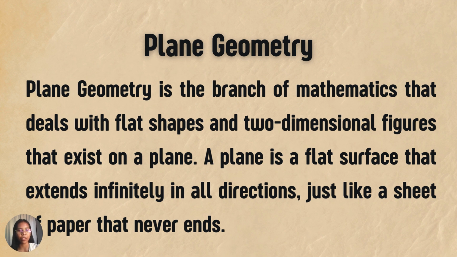Let's define what geometry is. Geometry is a branch of mathematics that deals with flat shapes and two-dimensional figures that exist on the plane. So unlike solid geometry, which deals with three-dimensional shapes like cubes and cylinders, plane geometry focuses on shapes that have only length and width, but no depth.